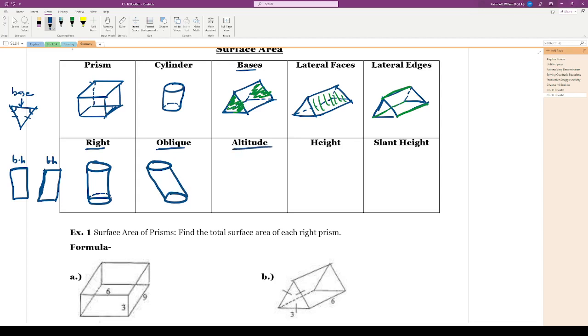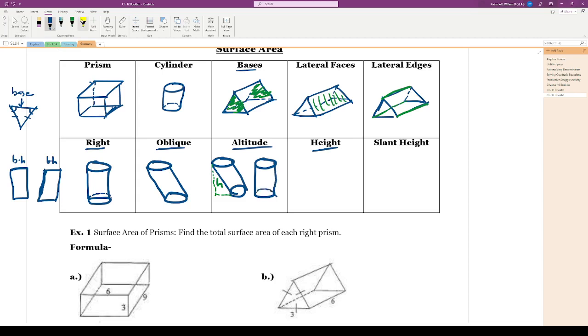So altitude and height, I don't know why there's two boxes. Those are the same thing. So altitude or height is how tall it is. So I'm going to continue using this oblique one. So my altitude would be my perpendicular distance, because the bases are always still parallel. So my perpendicular distance is going to be my altitude or height. It's the same thing. So if you have a right prism or a right cylinder, then it's going to be the actual edge of the shape.